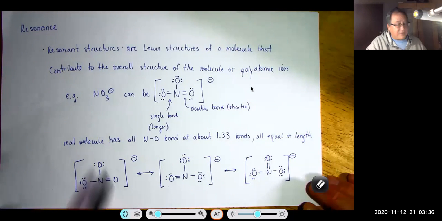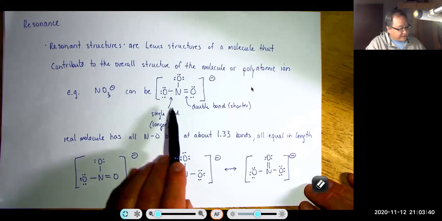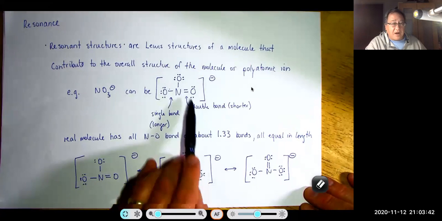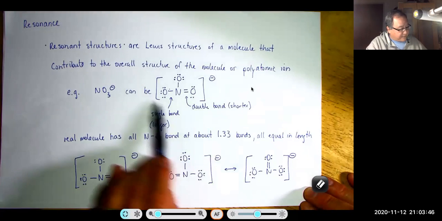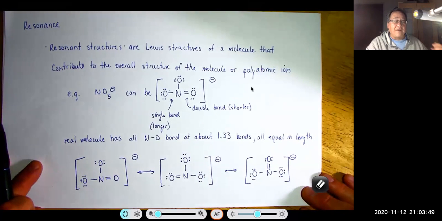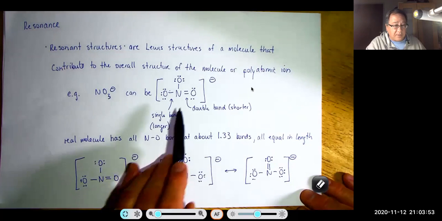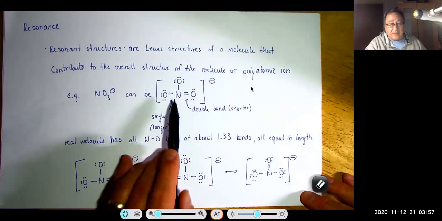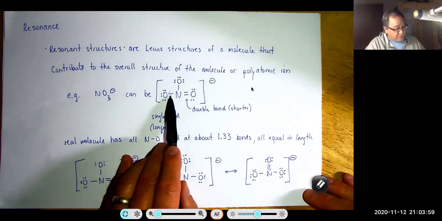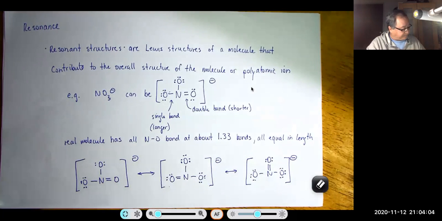Here, the nitrate ion can be drawn this way. Notice we've got this single bond here, this double bond here, and this single bond here. We have octets everywhere. And this is one of those cases where you have an exception to the number of bonds you normally have. Nitrogen normally has 3 bonds, but here we have 4. Also, oxygen normally has 2 bonds, but here it has 1 and here it has 1. Only this oxygen has the number of bonds it normally makes.